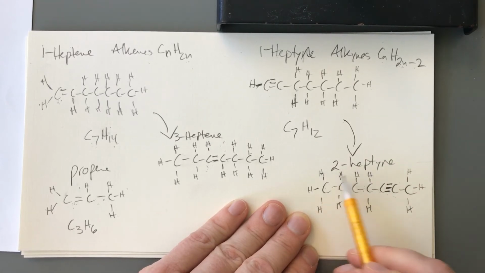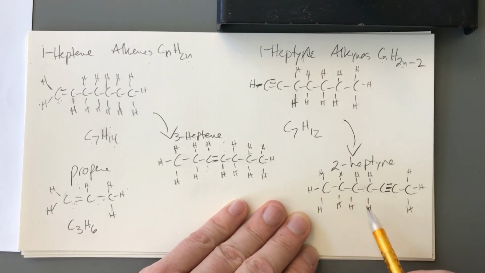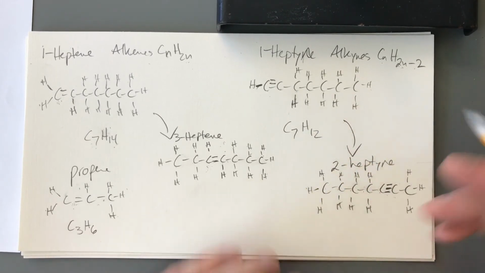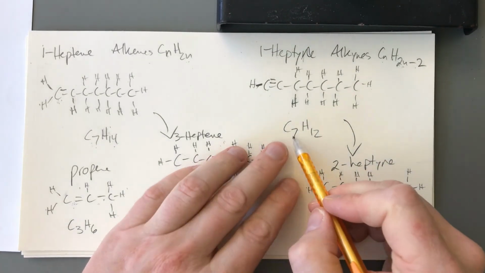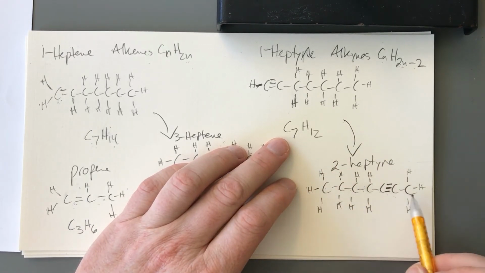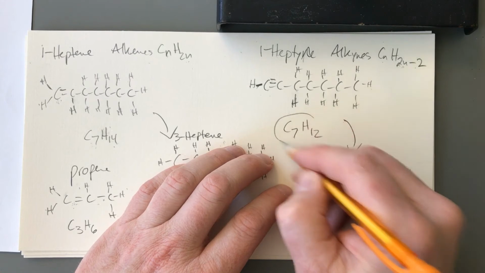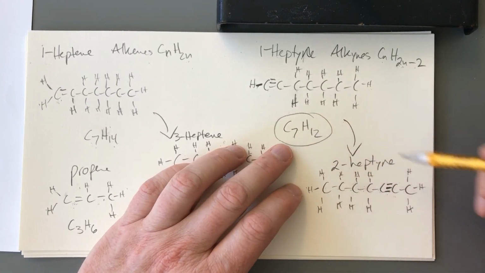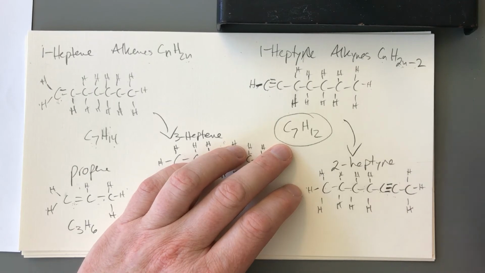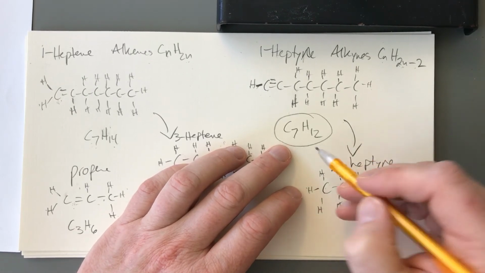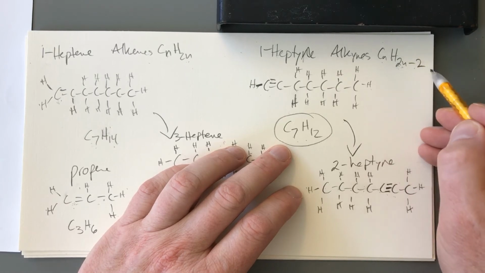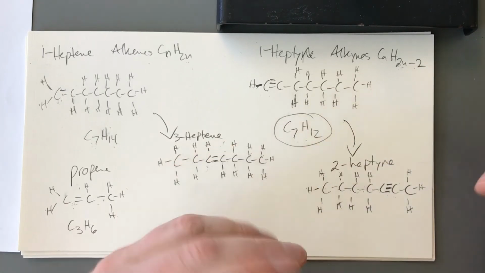And let's count them. 1, 2, 3, 4, 5, 6, 7, 8, 9, 10, 11, 12. And again, C7H12. So if you're given the formula, you should be able to write out where that is. But if you're only given C7H12, you don't know where that triple bond goes, but you should know that it has to be a triple bond somewhere, because that's the formula for an alkyne. H to the 2n minus 2, that's how that would calculate.